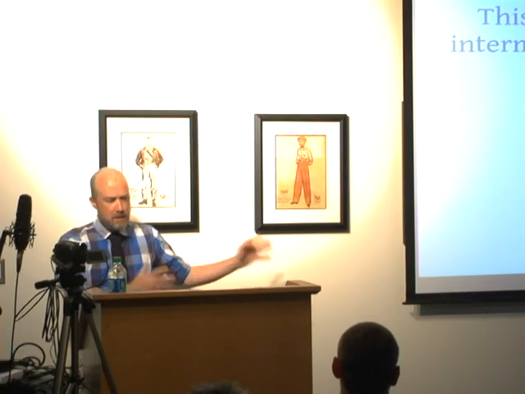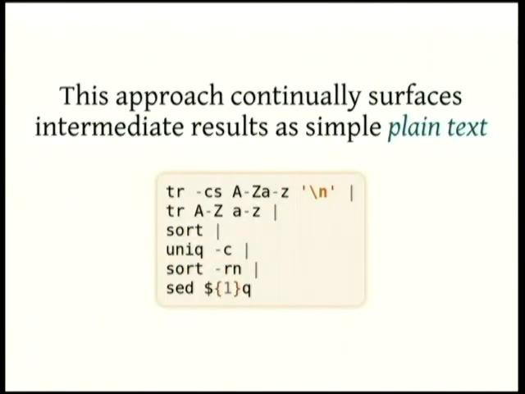In a way that is not going to happen with 10 pages of dense Pascal that are producing an in-memory hash table, 27-way fan-out binary tree. This approach continually surfaces intermediate results that can be checked, examined. If you find this doesn't work, you can just go back and find at which step it failed, in each case as simple plain text.